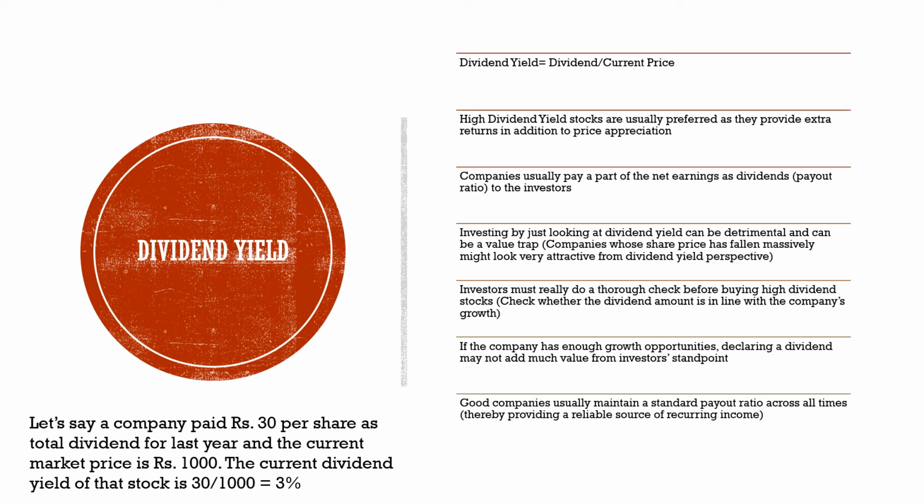And again, for the PE ratio, a simple way of calculating a dividend yield would be this: let's say a company paid 30 rupees per share as a dividend for the last year. Again, it's just a hypothetical example which I'm quoting. And let's assume the current market price of that share is 1,000 rupees. So the current dividend yield would be 30 rupees divided by 1,000, which is nothing but 3%.